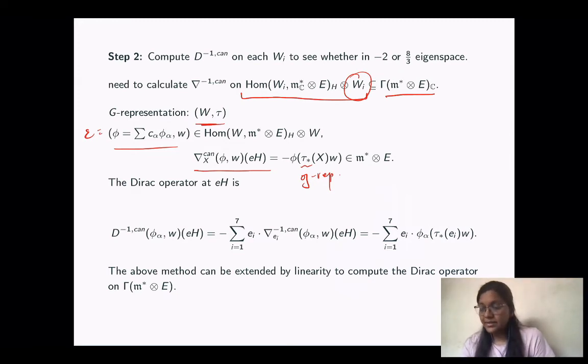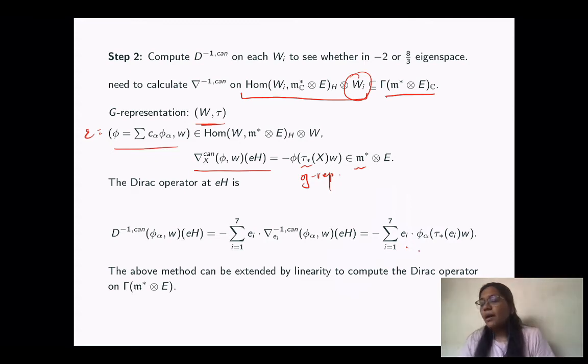The Dirac operator is given by e_i dot nabla minus 1 can phi alpha dot e_h, and we already know how the canonical connection acts on this kind of section, and then we can just take the dot. We know how to do all of this, because the dot will only act on the m star part, so we can compute the Dirac operator. It's possible to do these calculations, and we can compute the action of the Dirac operator on each of these sections.